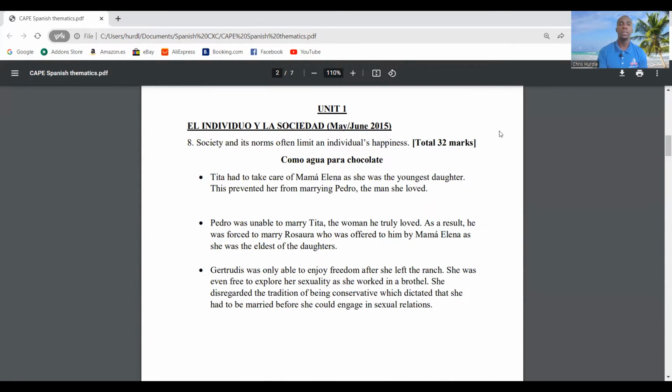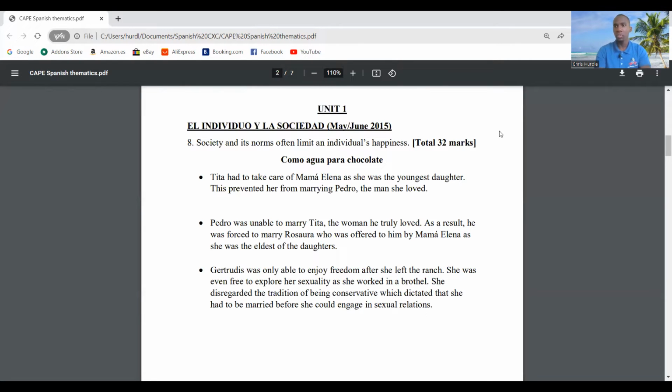Unit one. El individuo y la sociedad, May, June 2015. Society and its norms often limit an individual's happiness. And of course, we're going to use Como agua para chocolate to address this theme. And you would also realize that the stories are also mentioned under the themes. But once again, it is going to depend on the school that you attend, okay?